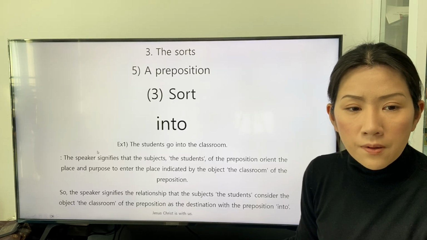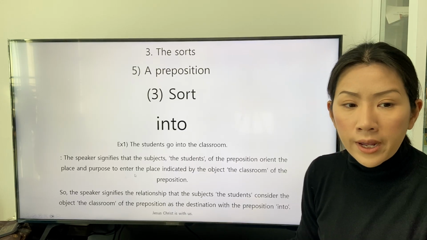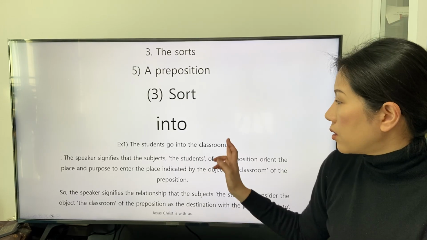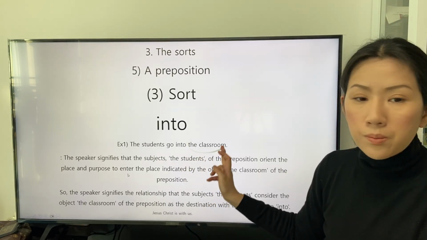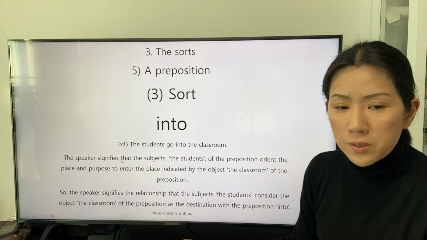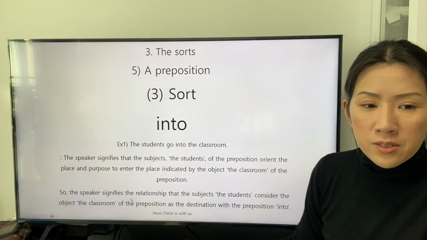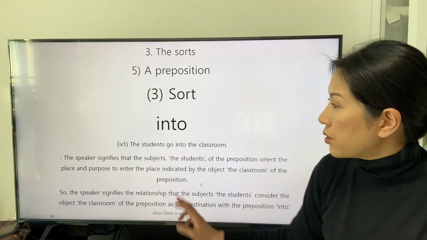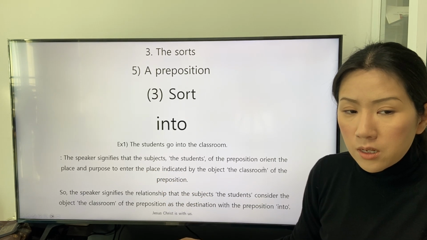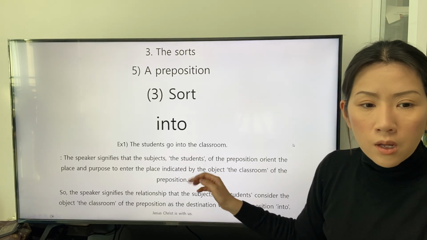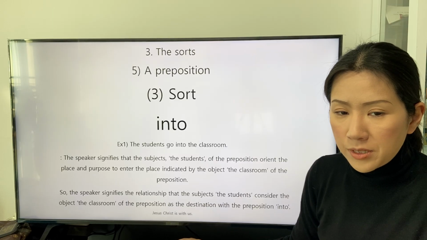The speaker signifies that the subject, the student, of the preposition orients the place, the classroom, and has the purpose to enter the place, the classroom, indicated by the object, the classroom, of the preposition into. So the speaker signifies the relationship that the subject, the student, considers the object, the classroom, of the preposition as the destination with the preposition into.